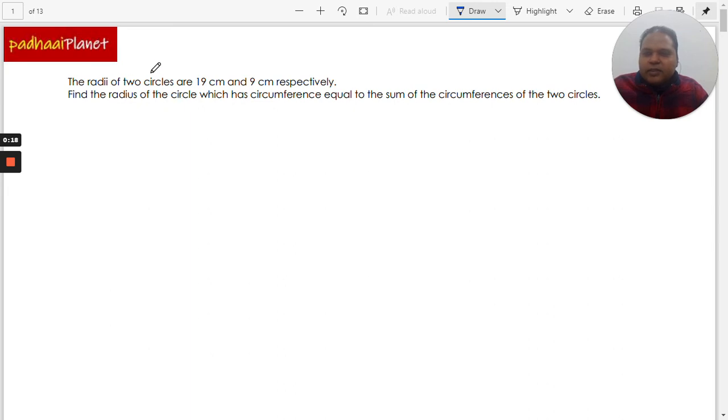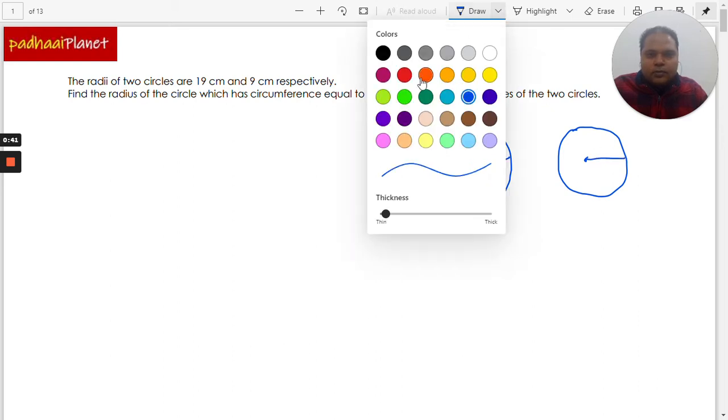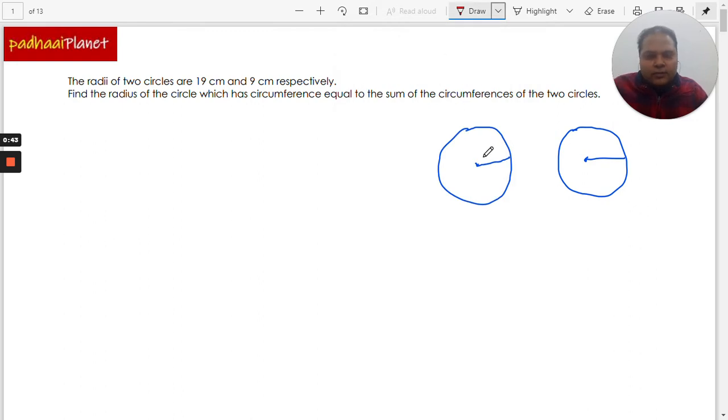It says that the radii of the two circles are 19 centimeters and 9 centimeters respectively. So there are two circles, and the radii of these two circles are very simply shown. One of them is 19 centimeters, and the other one is 9 centimeters.